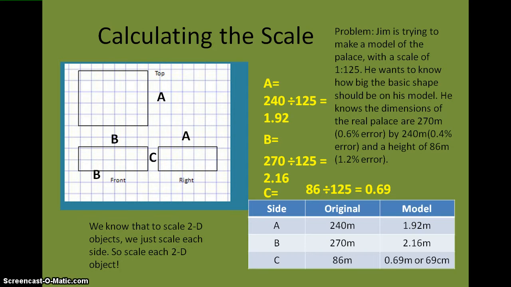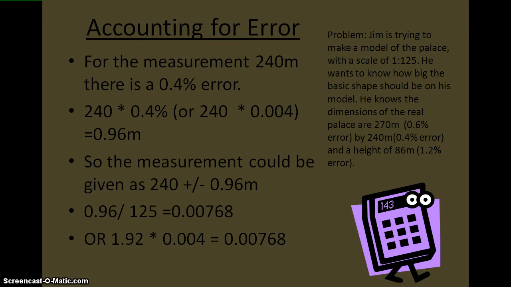A good way to organize this material is in a chart with the original size and the model size. Don't forget to put your measurements in: 1.92 meters, 2.16 meters. This is especially important if you want to convert to a different unit for clarity, as in you could put 0.69 meters or you could put 69 centimeters. But we still need to deal with the error.